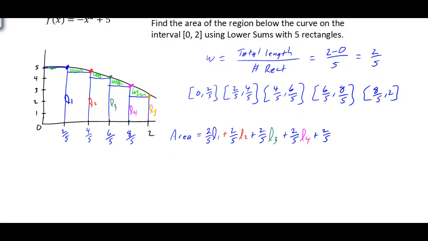Now, to make things a little easier, notice each one of these is multiplied by 2/5. So we could simplify this by simply factoring out the 2/5 so that we do not have to write this over and over. So we would simply have L1 plus L2 plus L3 plus L4 plus L5. That way we don't have to multiply by 2/5 each time. We can just do that at one time at the end.